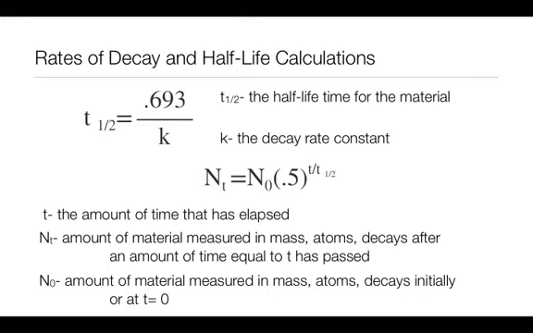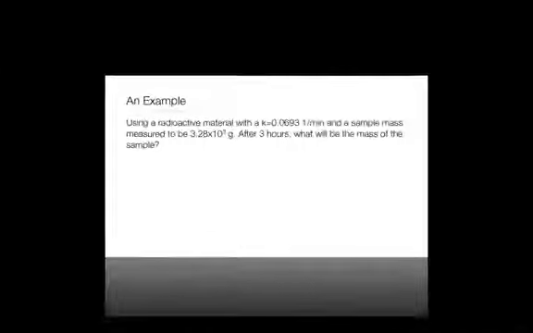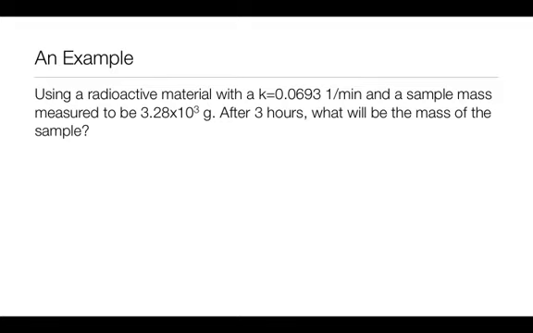Let's look at how these equations can be used. Here we have an example using a radioactive material with a K value of 0.0693 and a sample mass measured to be 3.28 times 10 to the third grams, or 3,280 grams. After 3 hours, what will be the mass of the sample?